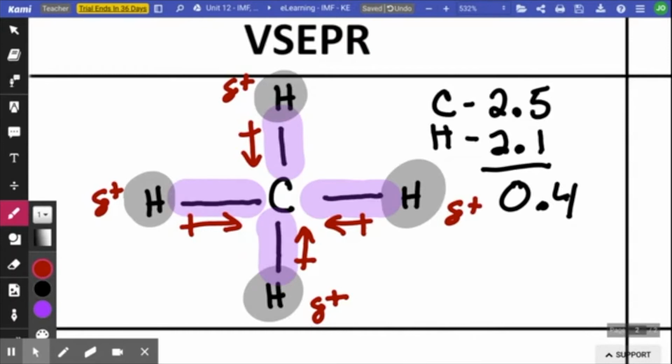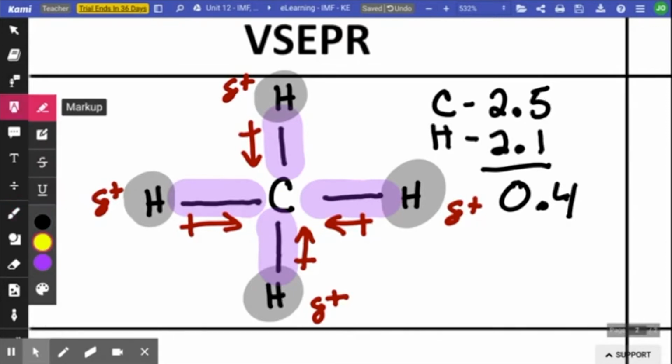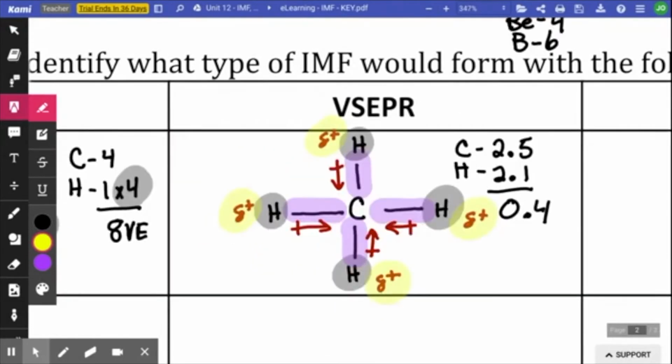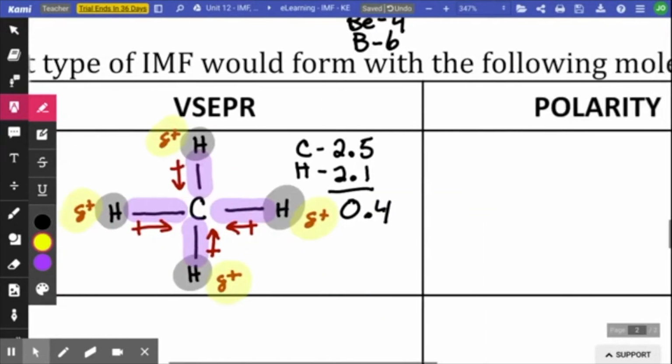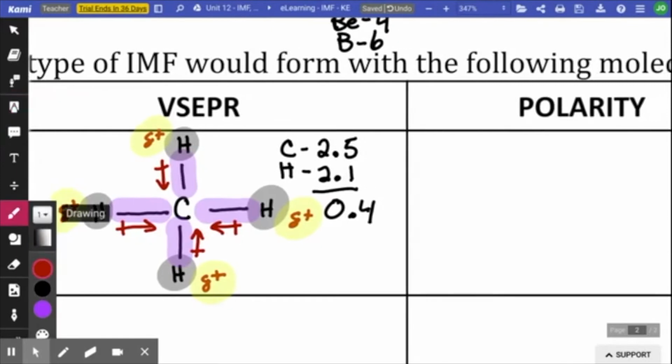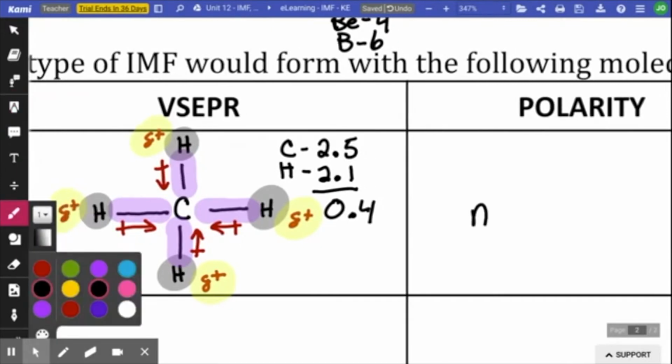Now, all those bonds are polar, so sometimes you think, well, that means the molecule has to be polar. Let's look at the molecule. Remember, to be polar, you need to have one side that's positive and one side that's negative. Here, we've got positive, positive, positive, and positive. All the sides are positive. So what does that tell you about your molecule? It tells you that it is a non-polar molecule. So the polarity is non-polar.